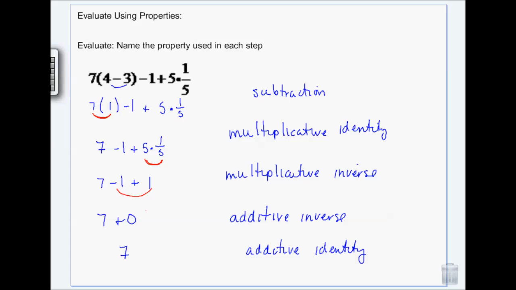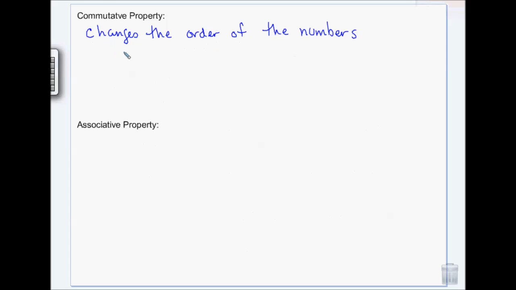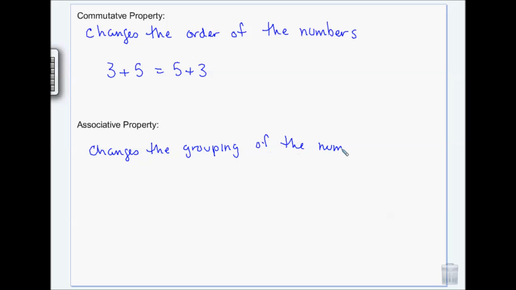So that's what the properties are used for. Commutative property changes the order of the numbers. So if I said 3 plus 5 on one side, it's going to be 5 plus 3 on the other. It just rearranges them. Associative property changes the grouping. Oh, and this commutative property is valid for addition and multiplication. It is not valid for subtraction or division.